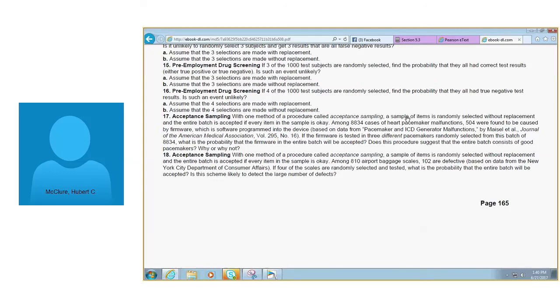But without replacement means that you're going to multiply 4 times. So go ahead and do that. Do this one. So you're going to be 102 over 810, 101 over 809, 100 over 808, and 99 over 807. And multiply that out.